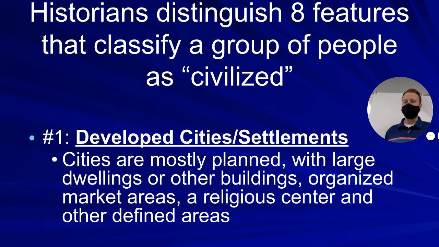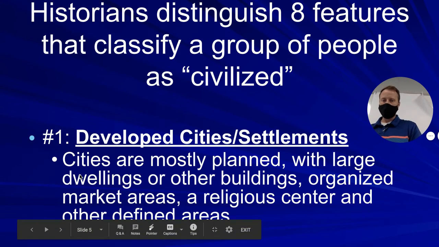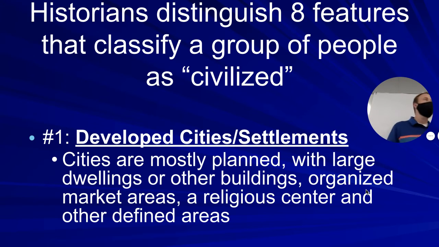Okay, so let's pull out what's most important. Okay, so cities are planned. Okay, large dwellings, market areas, religious centers. Okay, so you really have those big ideas underneath that number 1. And thank you, Ms. Stockdale. I think she made an example of that good. So, mostly planned, large dwellings, organized market, religious center.